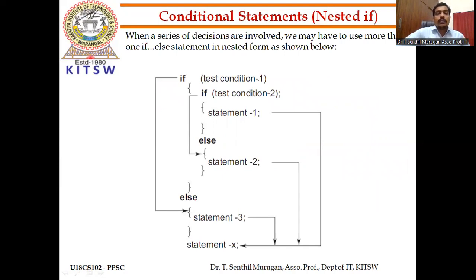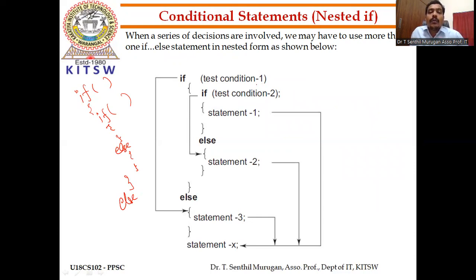Okay. So now we can check nested if. What is nested if? Just remember: if within if. First you have to check one condition. Then if the condition is true, again you have to check another condition. Then it will execute. Otherwise this else part will execute. If both fail, then this else part will be executed. That is what is given here.